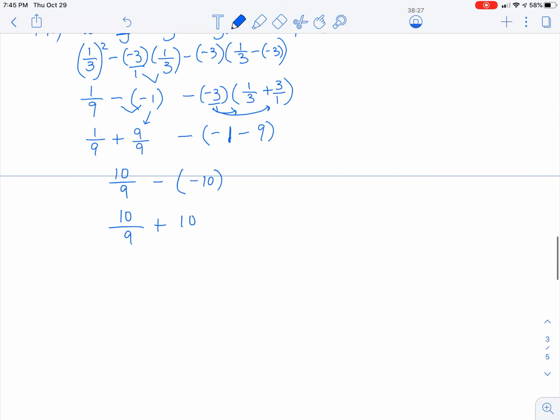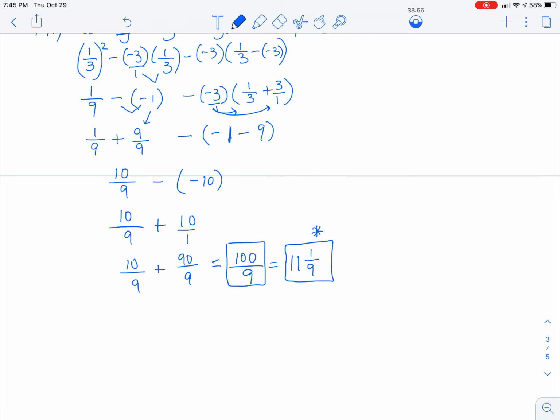So now I have 10/9 plus 10, and I'm going to change this 10 over 1 to 90 over 9 so that I can put these two fractions together. And I'm going to end up with 100 over 9. And if you work that out, you're going to end up with 11 and 1/9. So you can choose to write it this way, or you can leave it that way.